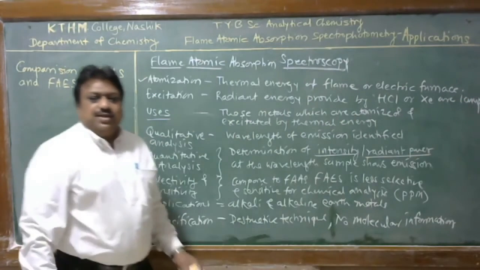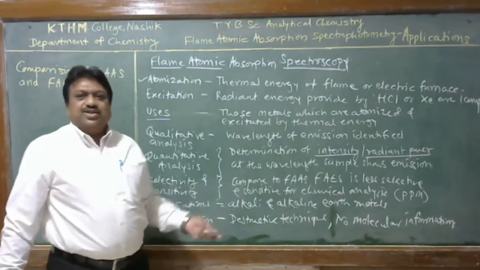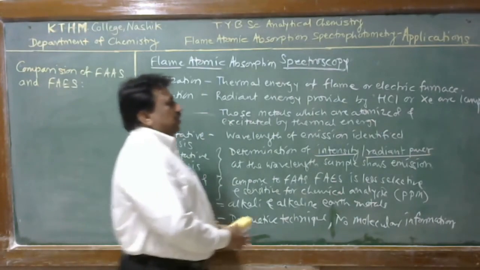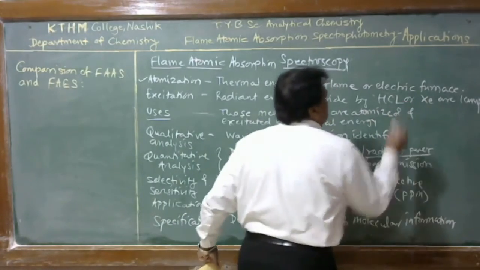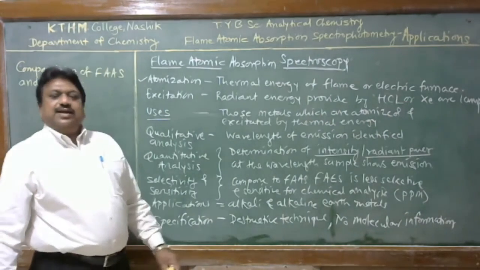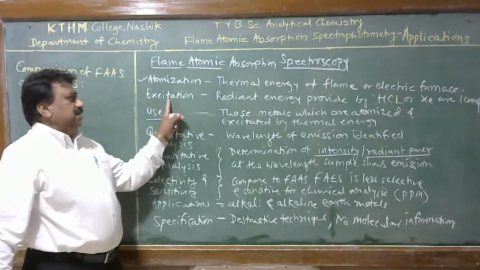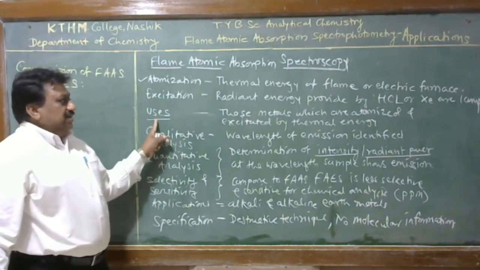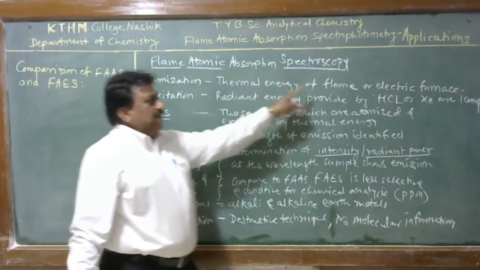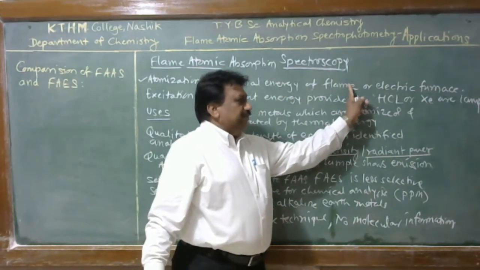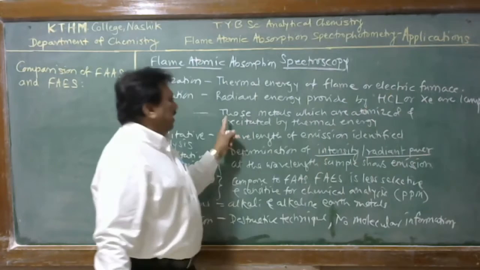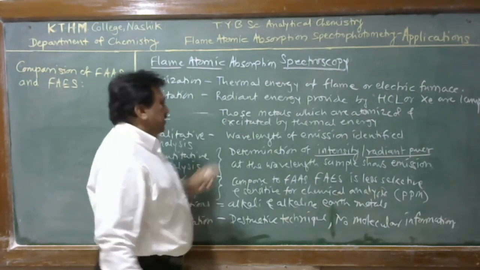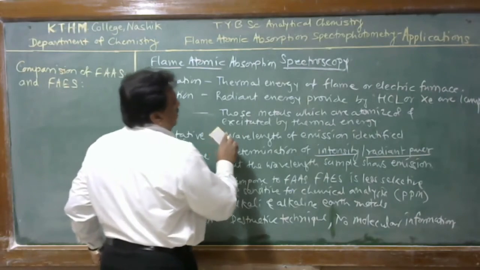Therefore, here the xenon arc lamp is a continuous source, and the hollow cathode lamp is a line source. Therefore, either by using a line source or a continuum source, we can excite the sample in the flame. As the sample is atomized by thermal energy from a flame or electric furnace, it has wide applications in the determination of many metals.